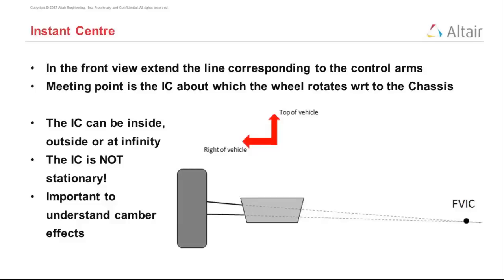If the two control arms are exactly parallel, the FVIC is at infinity. What you have to remember is that the instant center is not stationary. As the wheel moves up and down, the instant center might also change. And the distance of the instant center from the wheel determines how much camber will change when the wheel goes up and down. For example, if the instant center is very close to the wheel, there will be very high change in camber as the wheel goes up and down. If the instant center is far away, and even at infinity, the camber change is very low.